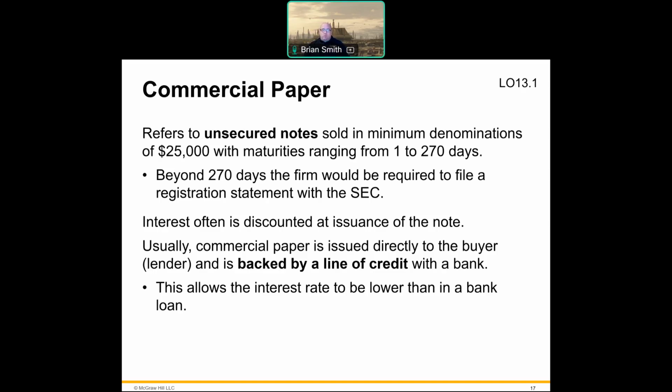Anyway, it's just information. I'm just trying to see if there's anything really worth going over. Interest often is discounted at issuance of the note. Yeah, we already talked about this kind of stuff.